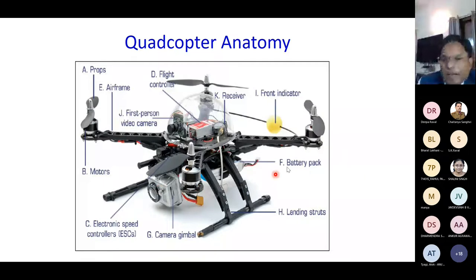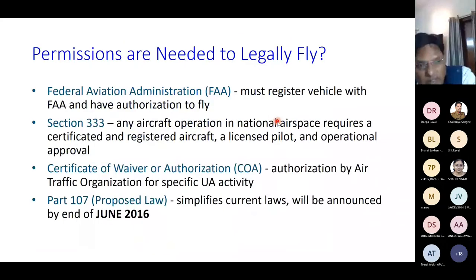Then there's a battery pack, which is important, because you have to replace the battery maybe after half an hour, once it has collected the data. Then we have the front indicator light. This is a symmetrical body. When it is up in the sky, you never know which side is the front. So there is an indicator bulb which will blink, so we know this is the front side of the drone, and you can give forward motion, backward motion, left and right motion.